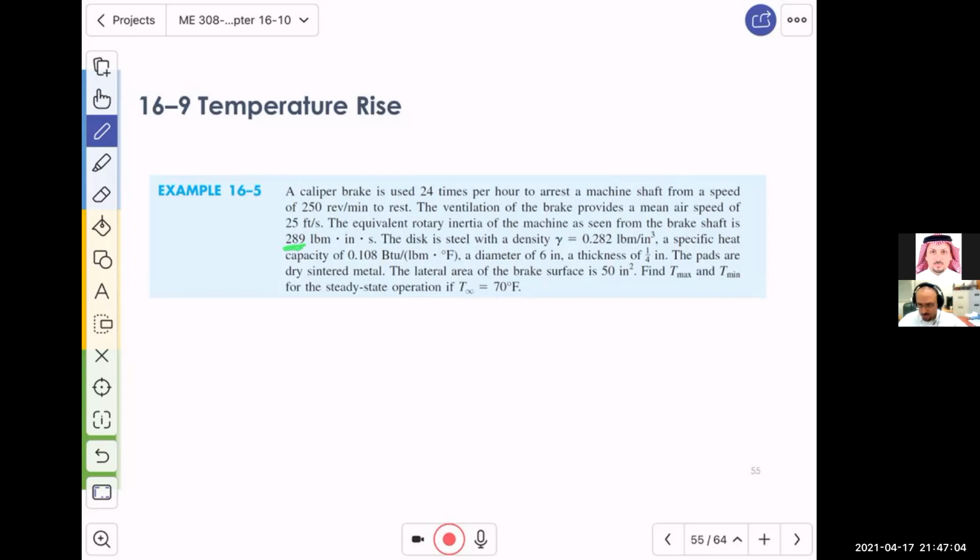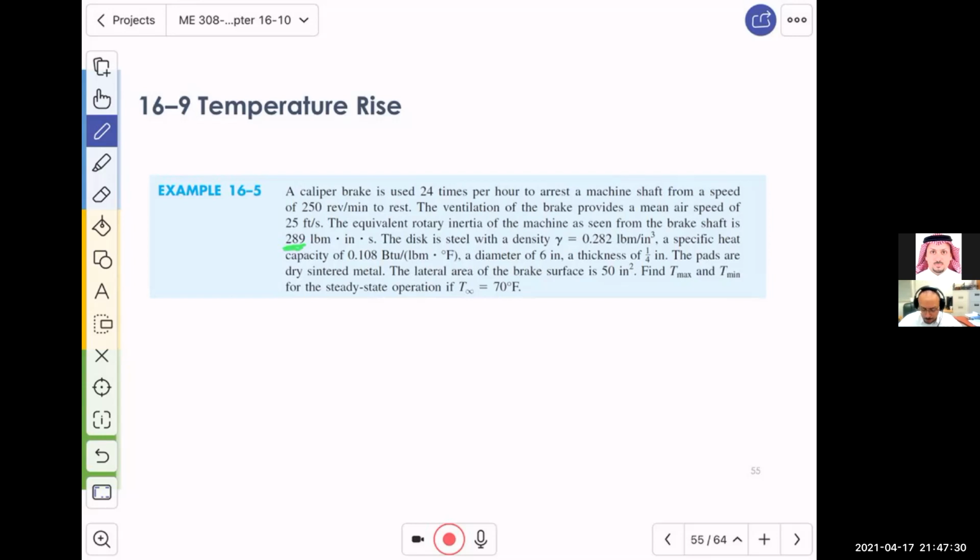We're going to talk about them in the last section. The lateral area of the brake surface is 50 inches square. We want to find the T maximum and the T minimum for the steady state operation if the ambient temperature T infinity is equal to 70 degrees Fahrenheit.